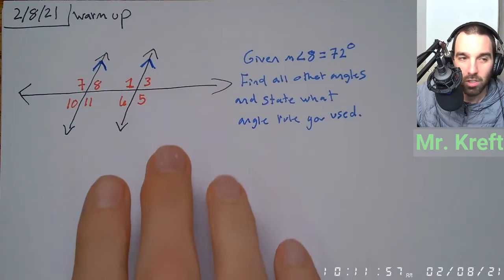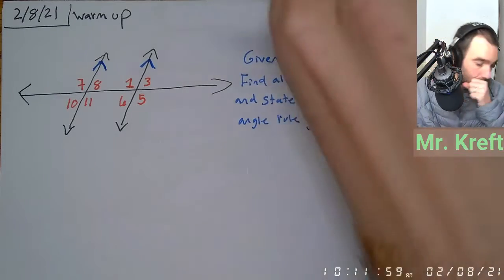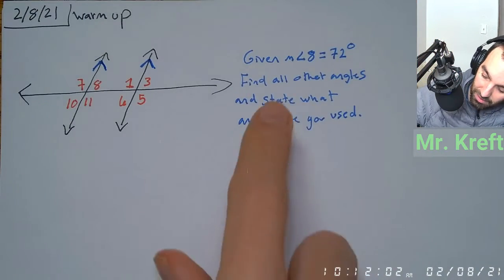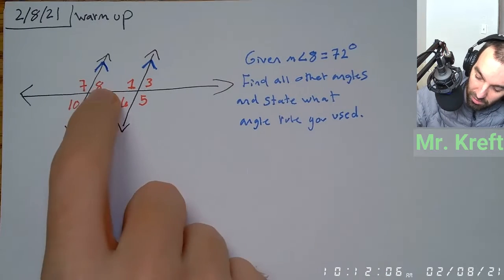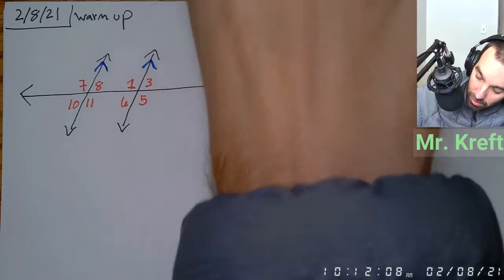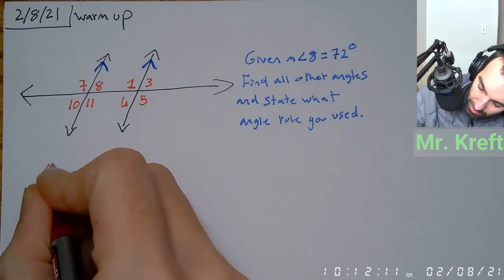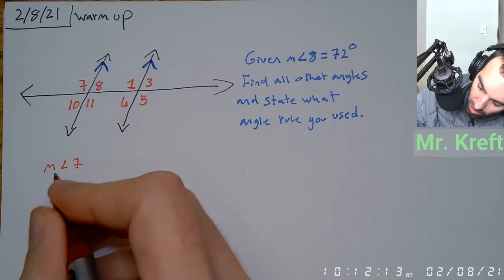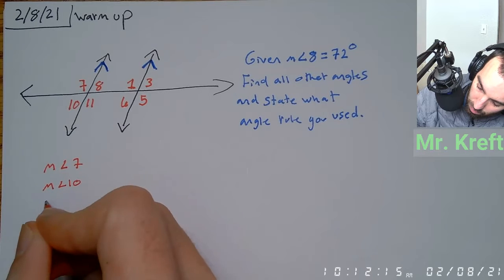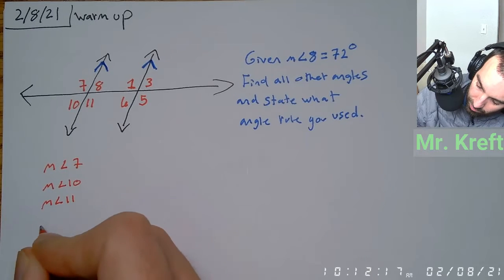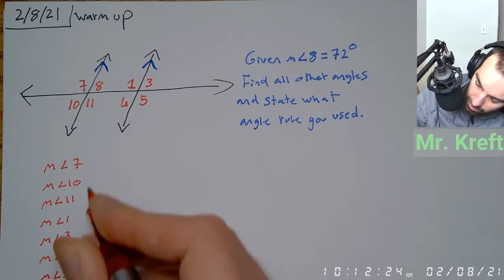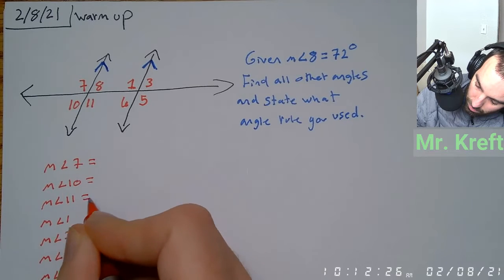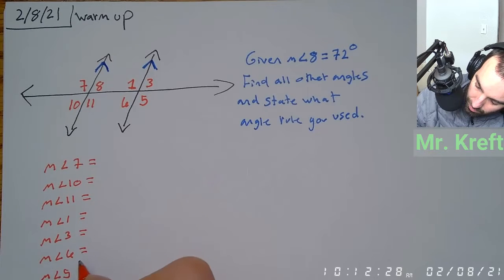All right, let's go over this warm-up. In this warm-up, it says, given that the measure of angle 8 is 72 degrees. So this one right here is 72 degrees. We're going to go ahead and find the measure of all of the other angles: angle 11, angle 1, angle 3, angle 6, and angle 5. We don't know why they're named like that. We're just switching it up.